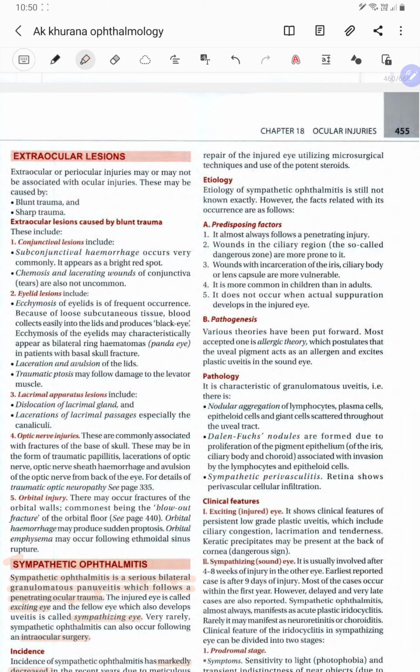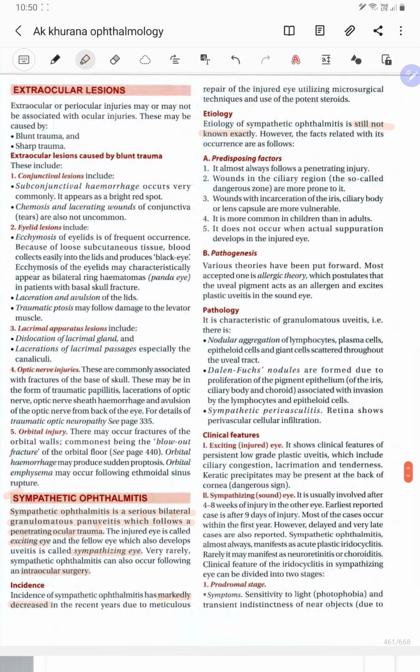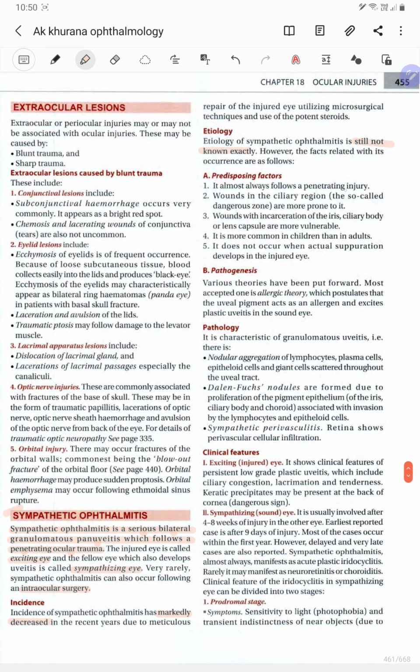The etiology exactly is still not known, but there are certain predisposing factors. It always follows penetrating injuries, and it occurs more when there are wounds in the ciliary region, which is called the dangerous zone, and with wounds affecting the iris, ciliary body or lens capsule. It is more common in children. The contrary thing is that it does not occur when actual suppuration develops in the injured eye. So it is a thing to know about.